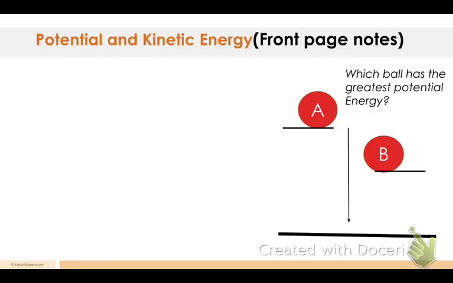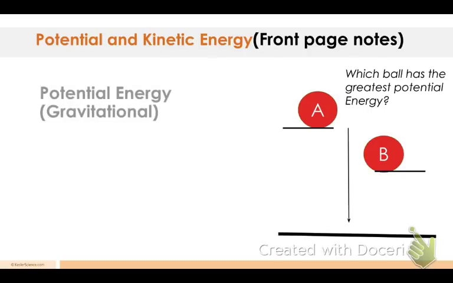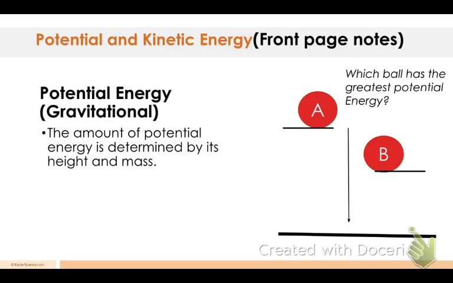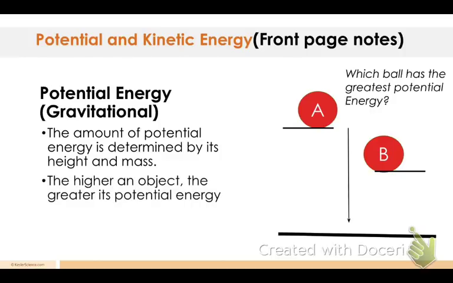We're going to go back to the front page notes. So which ball has the greater potential energy? Well, we're talking about gravitational potential energy, and the amount of potential energy is determined by its height and its mass. So here, they are both the same mass, same size, but A is higher, so A is going to have the greater gravitational potential energy. Because the higher an object, the greater its potential energy. Again, these are some notes for the front page.